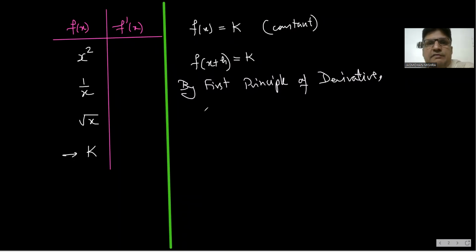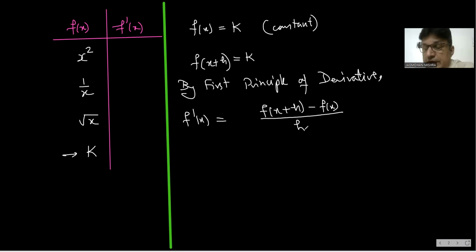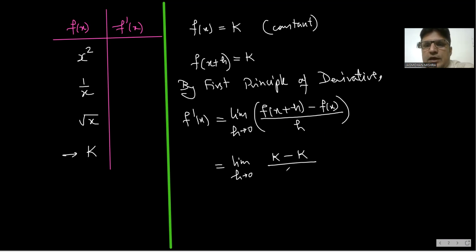What will I get? f dash x is equal to the change in the function value, that is the final function value minus the initial function value, f of x plus h minus f of x, upon the change in the x value, that is h. And then you will take the limit h tends to 0. So you get limit h tends to 0, f of x plus h is k, minus f of x is k, upon h.